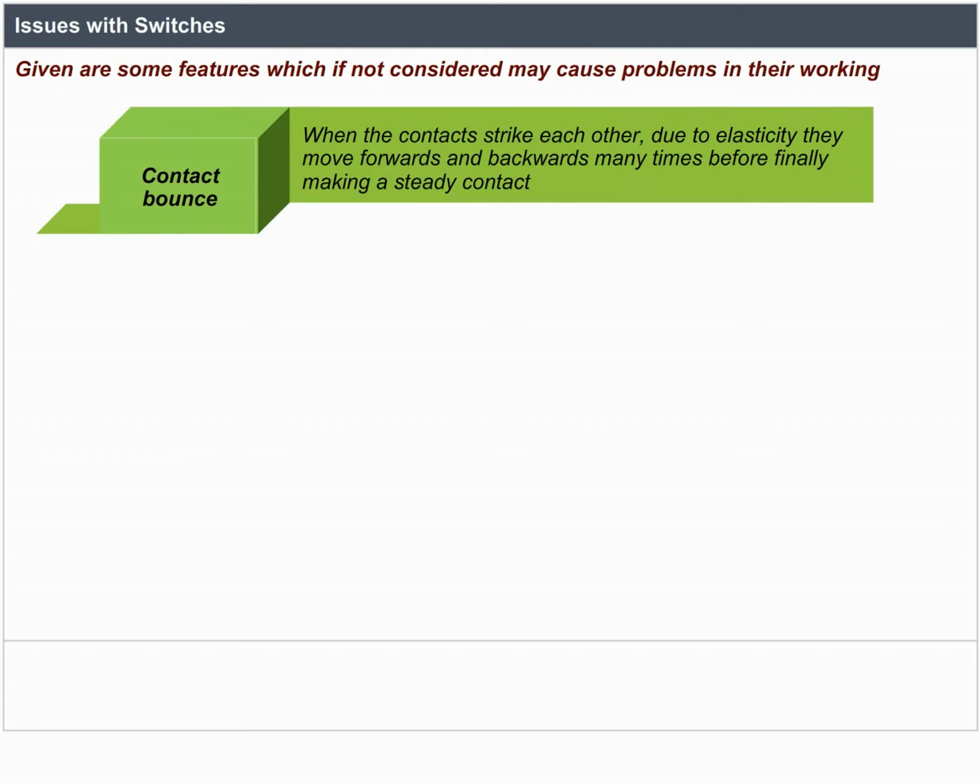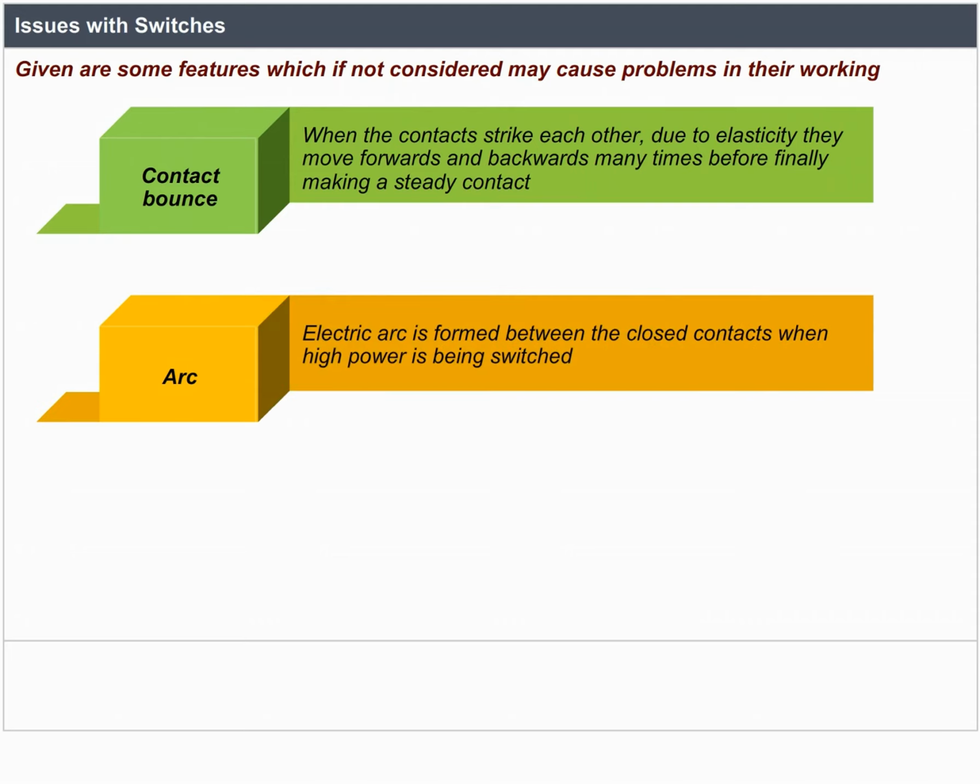Contact bounce. When the contacts strike each other due to elasticity, they move forwards and backwards many times before finally making a steady contact. Arc. An electric arc is formed between the closed contacts when high power is being switched.